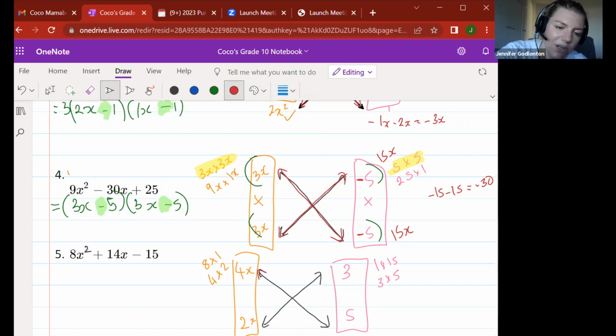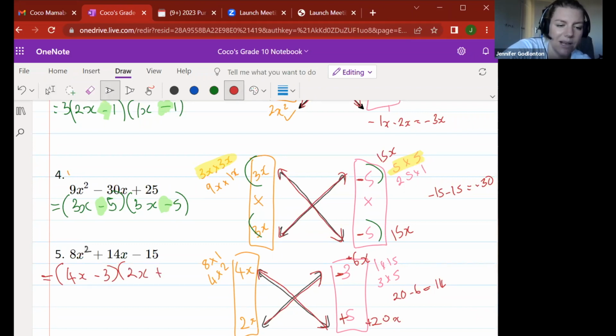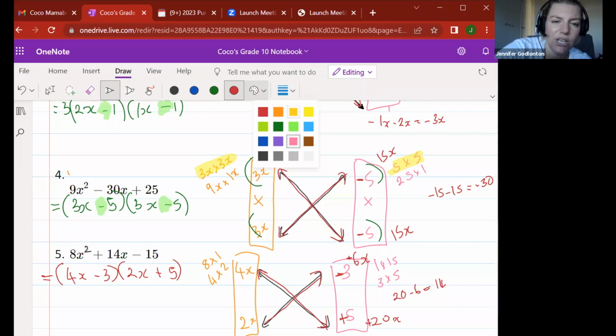When we multiply them together, we're going to get 4x times 5. That's going to give me 20x. And 2x times 3, that's going to give me 6x. Is it possible to get 14x from 20 and 6? Would it be possible? Yes, we would need plus 20 minus 6. So 20 minus 6 will give us the 14. So this needs to be a plus and this needs to be a minus. And so inside our brackets, we are going to have 4x minus 3, and then we are going to have 2x plus 5.